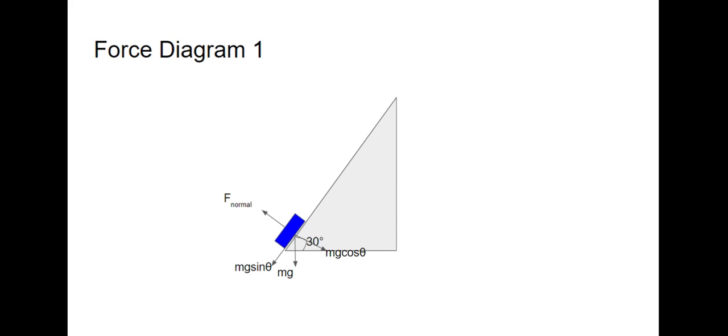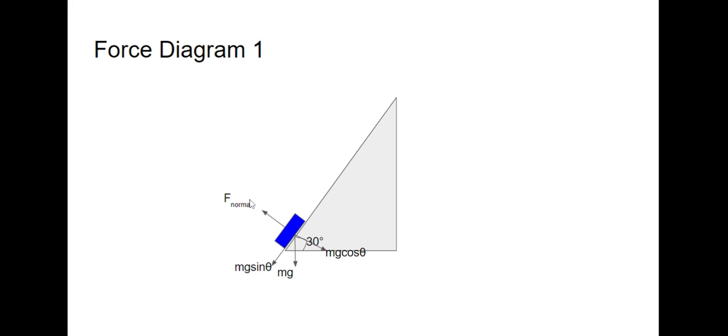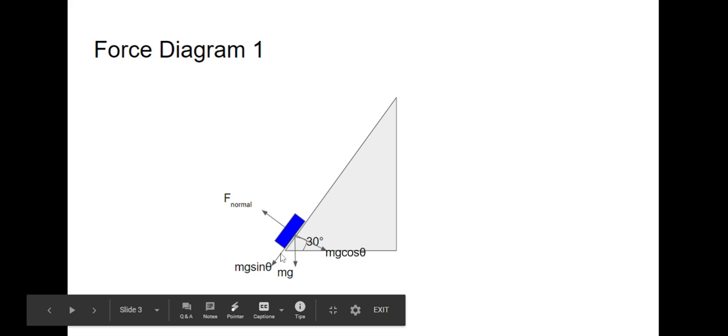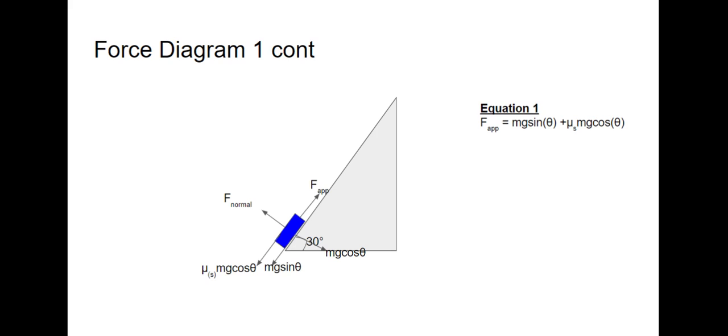The component perpendicular to the surface is equal to the gravitational force multiplied by cosine theta, or mg cosine theta. This is also equal to the normal force. The component parallel to the surface of the inclined plane is equal to the gravitational force multiplied by sine theta, or mg sine theta. Now that the force diagram is drawn, we need to set up our first equation.